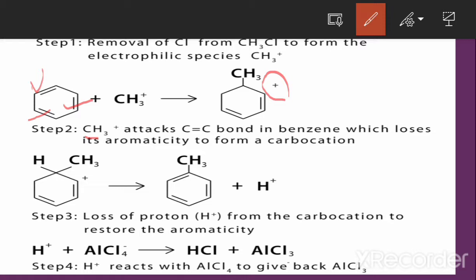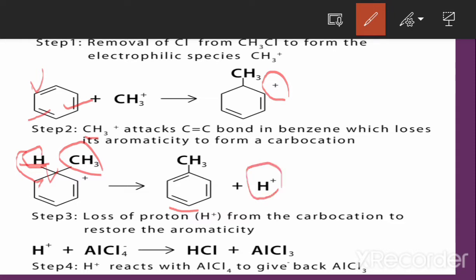So in the third step, there is loss of a proton from the carbon that is attached to the methyl group. In this step, the loss of proton is the main process in which this hydrogen gives its electron to form the pi bond, and when this pi bond regains its original position, it converts into the final product, that is methyl benzene or toluene, its common name.